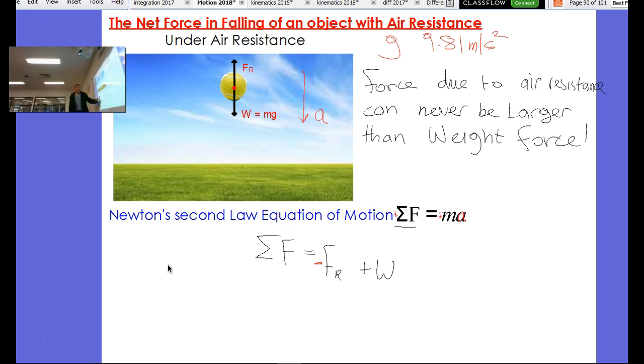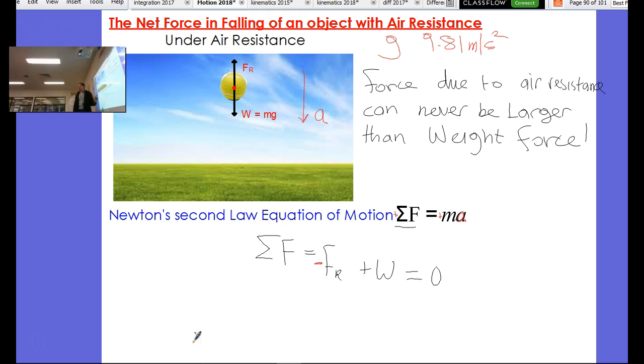Okay, so from this now, we said that force due to air resistance can never be larger than the weight force. Can never be larger. So that means it's either going to be smaller or equal to. Yeah? Now, if it goes equal to, what happens to the net force? Becomes 0. That's not that revelating, gentlemen. All right. So the net force can go to 0.